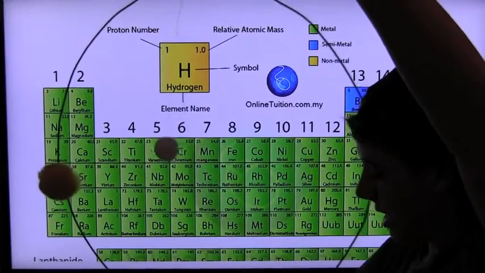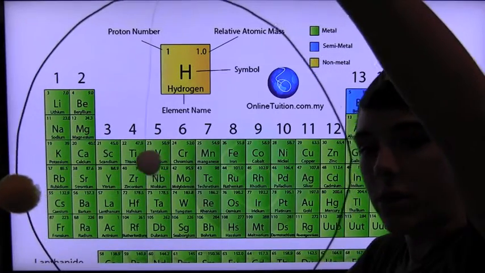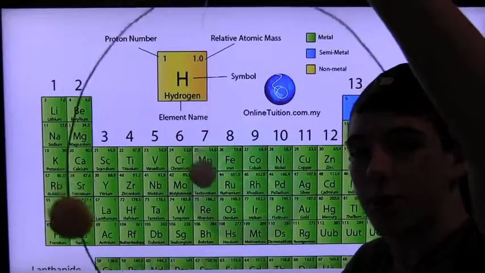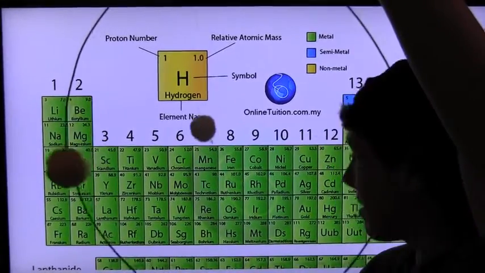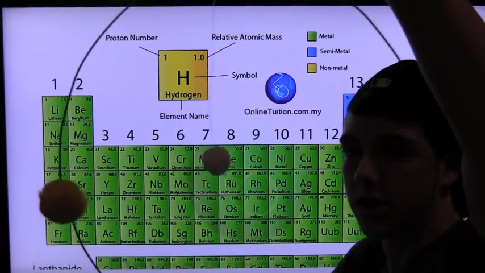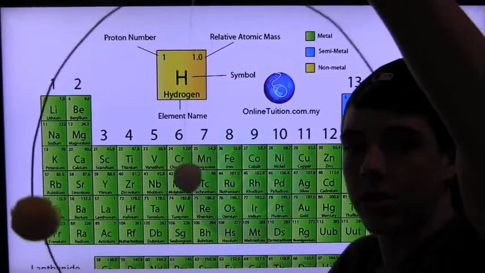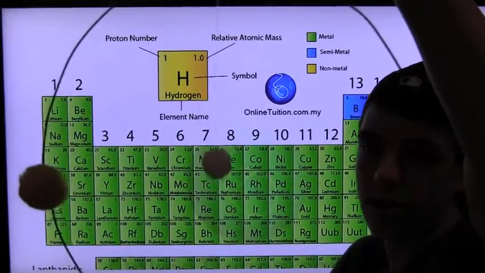So the atomic number is the number of protons in an atom, which is 1 because there's 1 proton in the atom, as seen on this atom model right here. And the mass number is the number of protons plus the number of neutrons, but there are no neutrons in hydrogen 1, so it's 1. That's why it's the same.